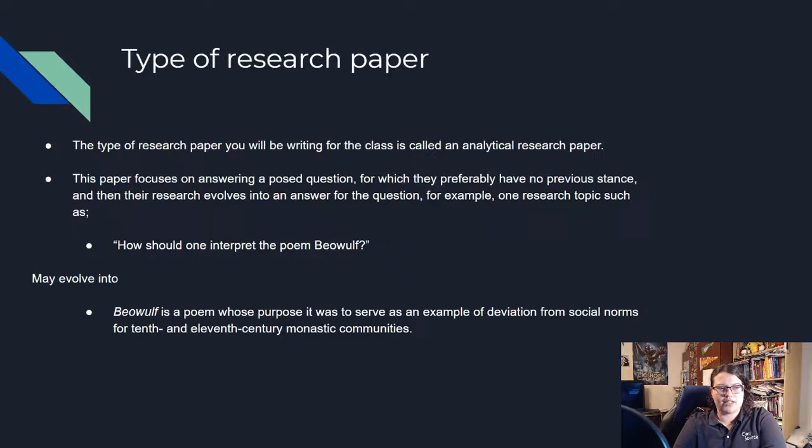So let's go ahead and talk about the type of research paper you'll be writing. The type of research paper you'll be writing for this class is what's known as an analytical research paper. This paper focuses on answering a posed question for which the writer preferably has no previous stance, and their research evolves into an answer for that question. For example, a research question such as how should one interpret the poem Beowulf might end up evolving into Beowulf is a poem whose purpose it was to serve as an example of deviation from social norms for 10th and 11th century monastic communities.